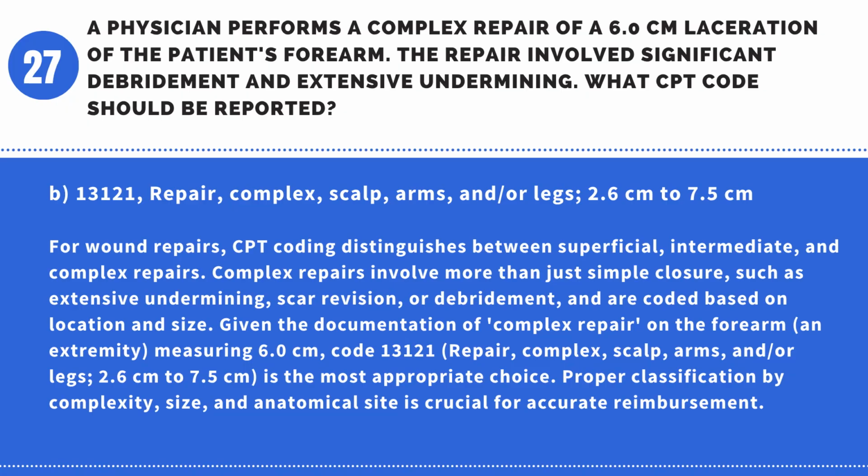Complex repairs involve more than just simple closure, such as extensive undermining, scar revision, or debridement, and are coded based on location and size. Given the documentation of complex repair on the forearm and extremity, measuring 6.0 centimeters, code 13121, repair, complex, scalp, arms, and/or legs, 2.6 centimeters to 7.5 centimeters, is the most appropriate choice. Proper classification by complexity, size, and anatomical site is crucial for accurate reimbursement.